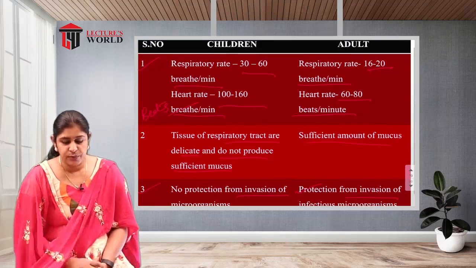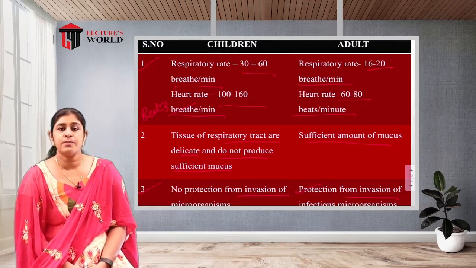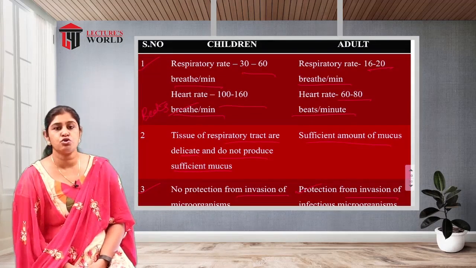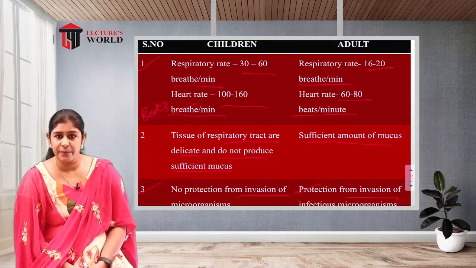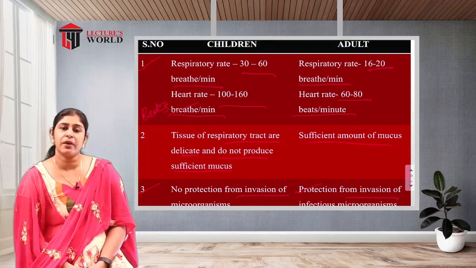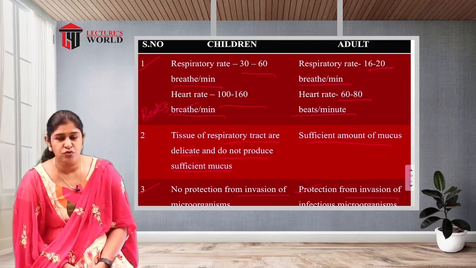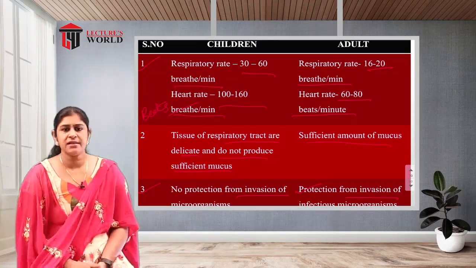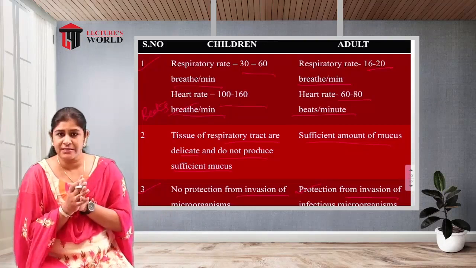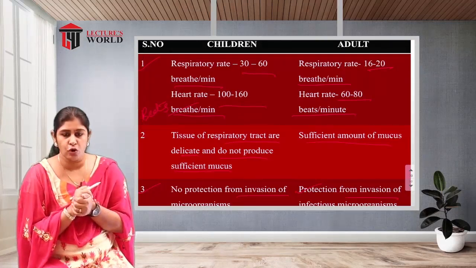So we can see the difference between children and adults. First, the respiratory rate in children is 30 to 60 breaths per minute, whereas in adults it is 16 to 20. Heart rate in children is 100 to 160 beats per minute, whereas in adults it is 60 to 80. The second point is that the tissue of the respiratory tract is very delicate and does not produce sufficient mucus, whereas adults produce enough mucus. Third, there is no protection from invasion of microorganisms, whereas adults have protection from invasion of infectious microorganisms.